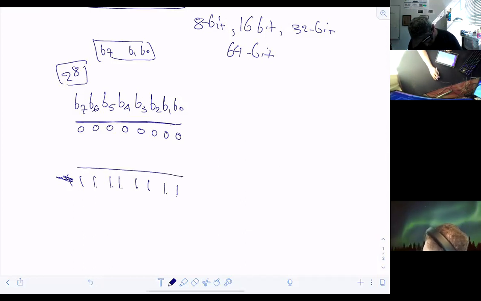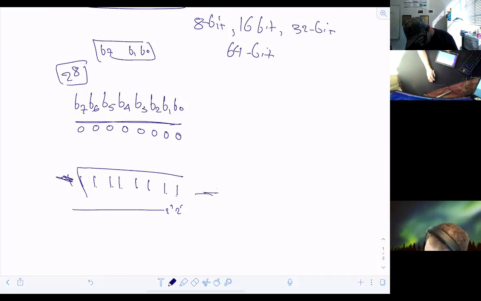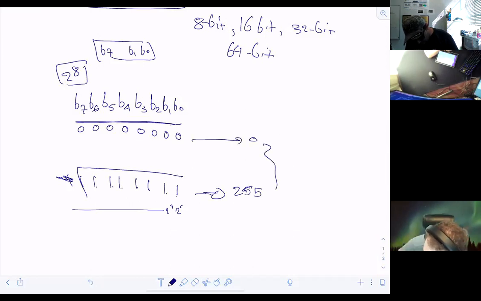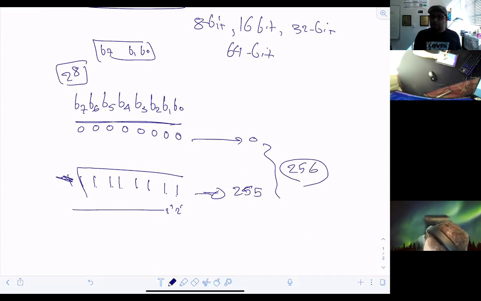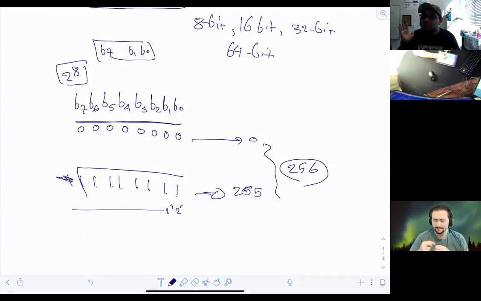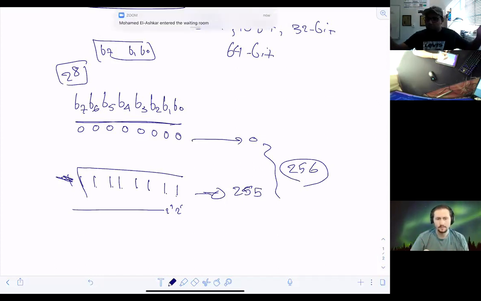Because if you convert 2 power 0, 2 power 1, up to 2 power 7, they give you 255, and this gives you 0. So the range of numbers we have here is 256. Sounds good? And it's unsigned. That means it's not positive or negative. It's just a value.